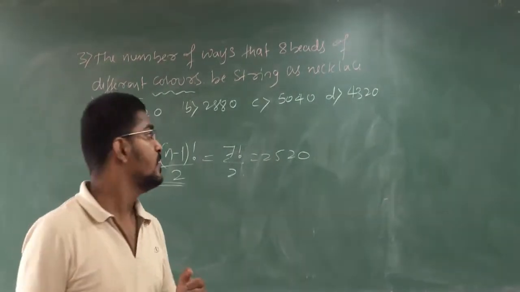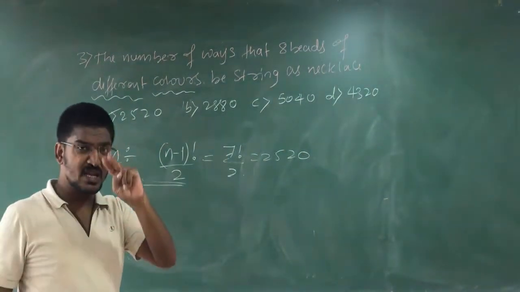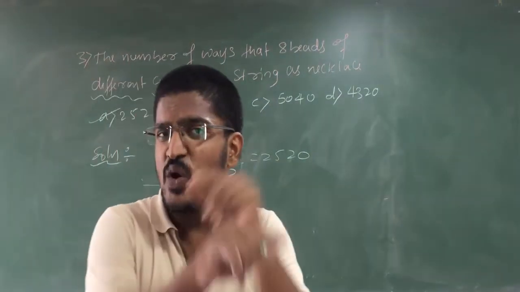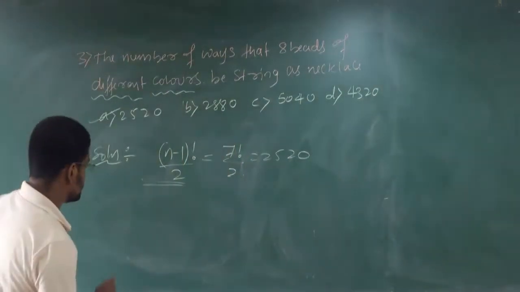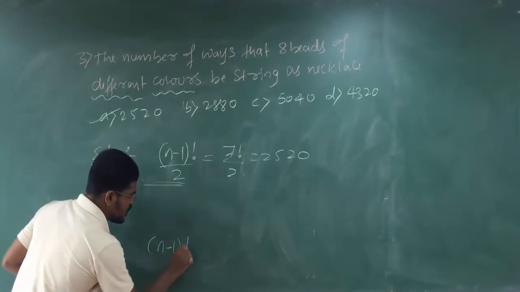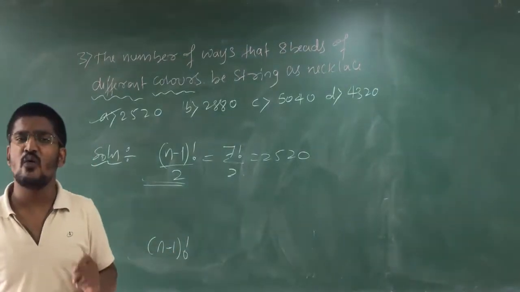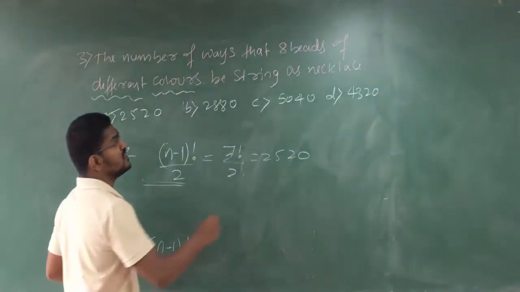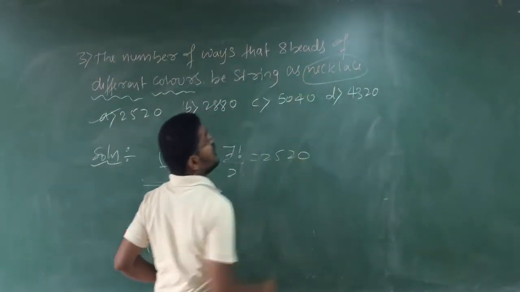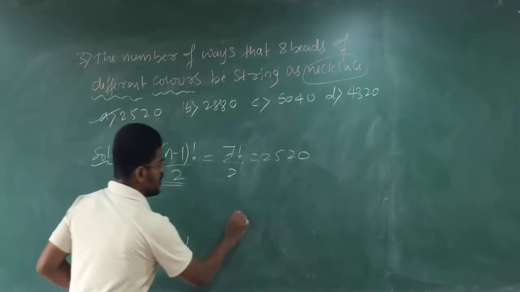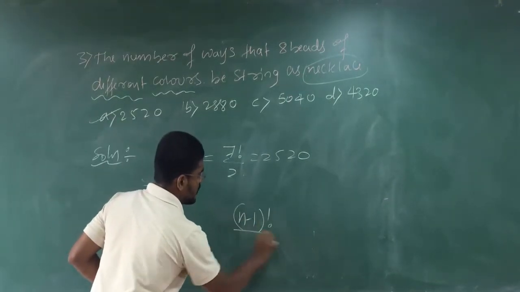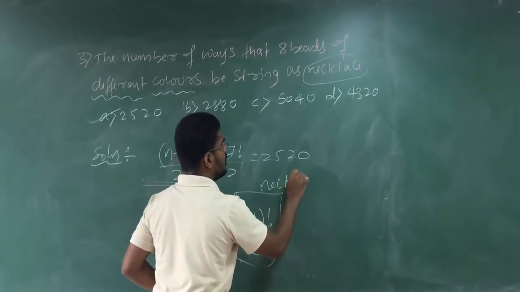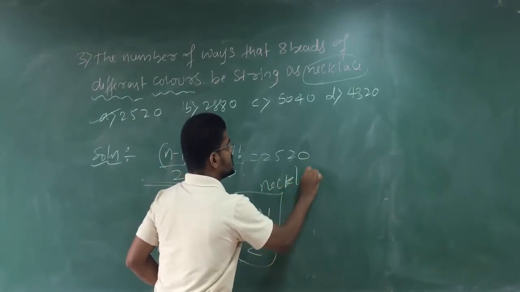Please remember 2 formulas. Whenever you are dealing with persons round the table, your formula must be n minus 1 factorial when clockwise and anti-clockwise is not mentioned. But whenever the problem is on a necklace, your formula is n minus 1 factorial divided by 2. This is the necklace formula. Clear?